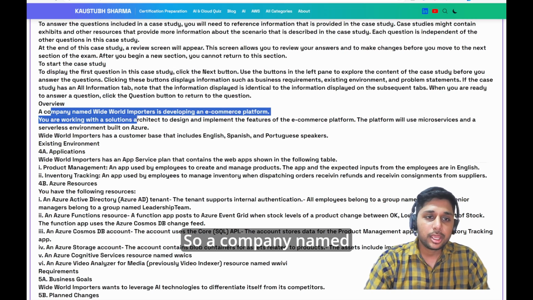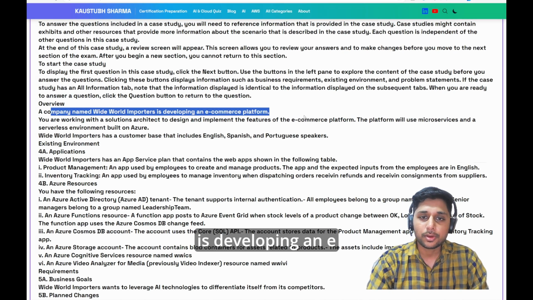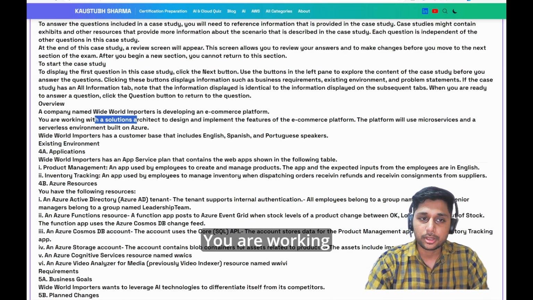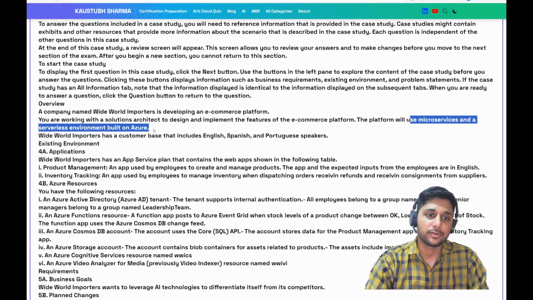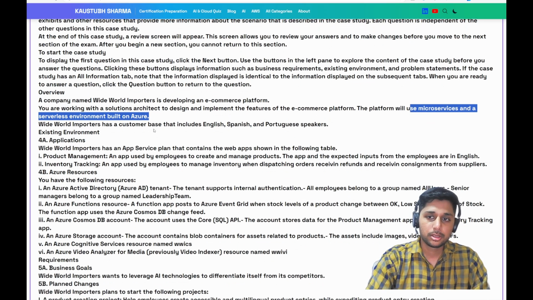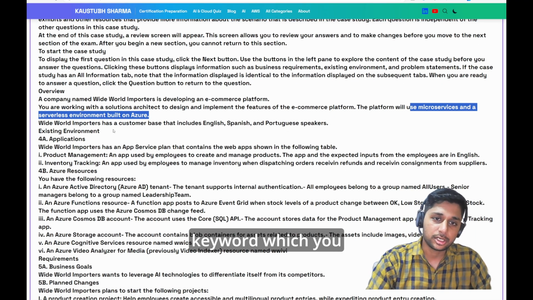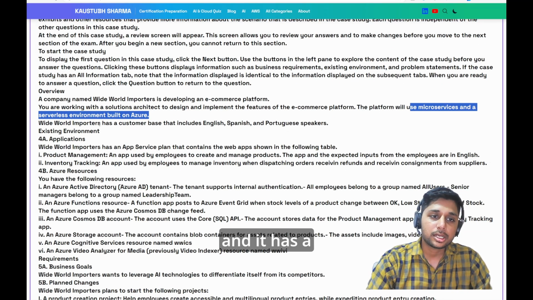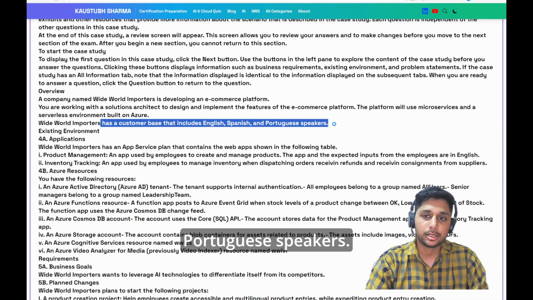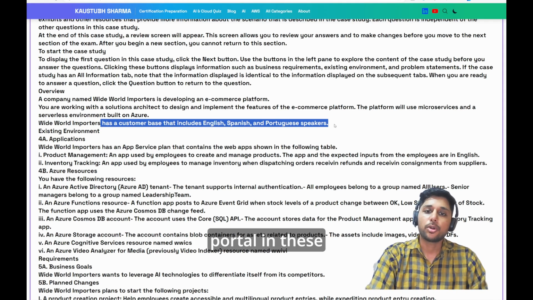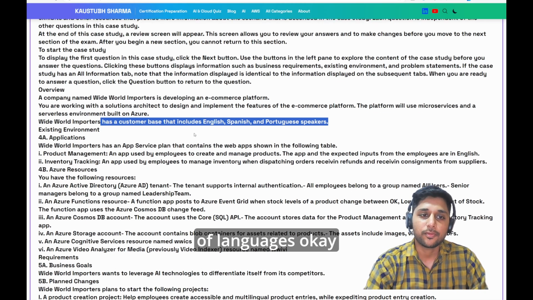A company named Wide World Imports is developing an e-commerce system. You are working with a solution architect to design its features, and it uses microservices and a serverless environment on Azure. So this is the first keyword which you need to remember. It has a customer base that includes English, Spanish, and Portuguese speakers, so we have to develop the portal in these different languages.